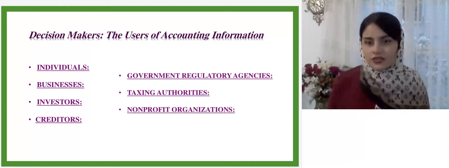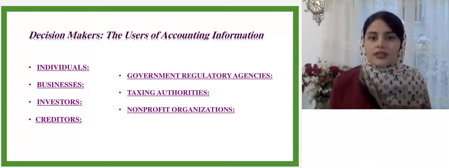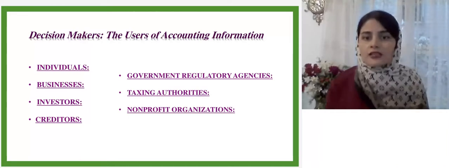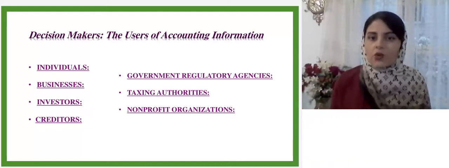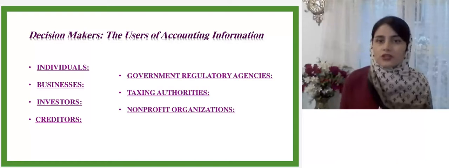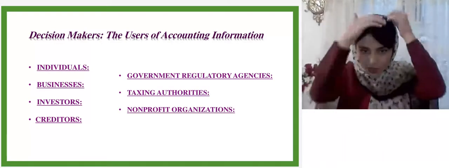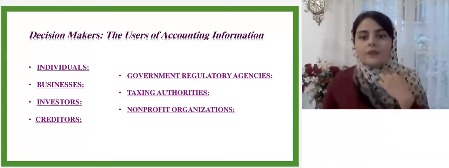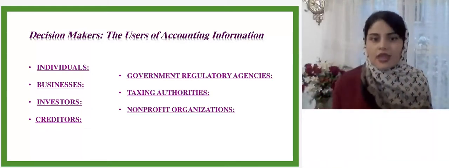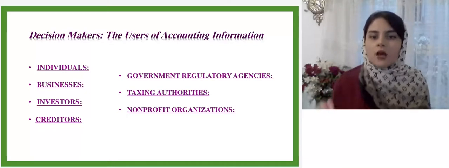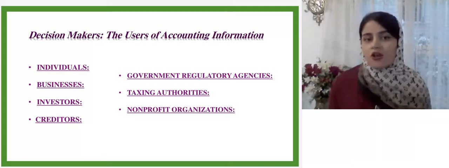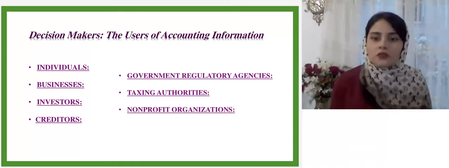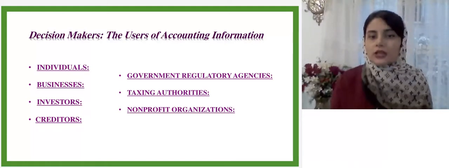Government and regulatory agencies. Most organizations face government regulation. For example, the Securities and Exchange Commission, which is the SEC, a federal agency, requires businesses to report their financial information to the public. Taxing authorities. Local, state, and federal governments levy taxes. Income tax is figured using accounting information. Sales tax depends upon a company's sales. Non-profit organizations like churches, hospitals, and colleges use accounting information the same way as Amazon.com and Coca-Cola Company.